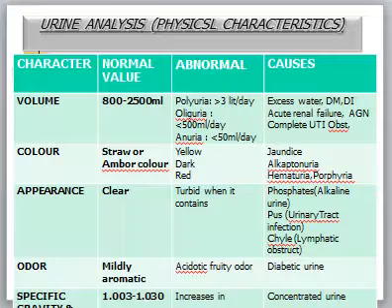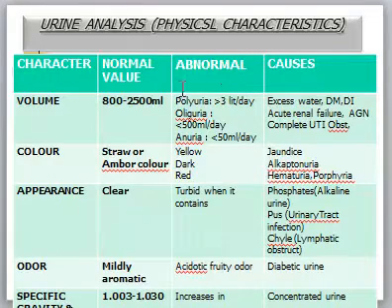And next, so it is a common thing, we have to know about this. Normally, the characteristics we segregate are the volume, type of color, appearance and odor. These are the main things. Normally the volume will be 800 to 2500 ml, and it looks straw or amber in color. The appearance will be clear and normally it is mildly aromatic.